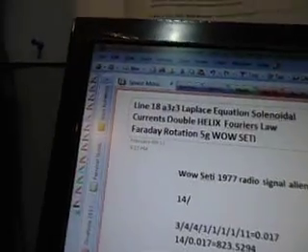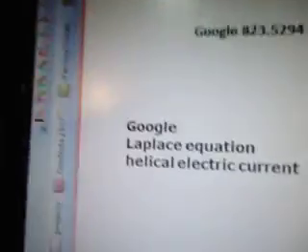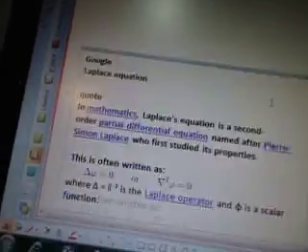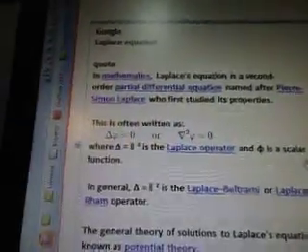I always show you what that says. So what I did was Google Laplace equation to find out what it was, and helical electric current. Those were two keywords that came up. I wanted to know what they meant. I got some pretty cool stuff from it. So we're going to look at the Laplace equation now.